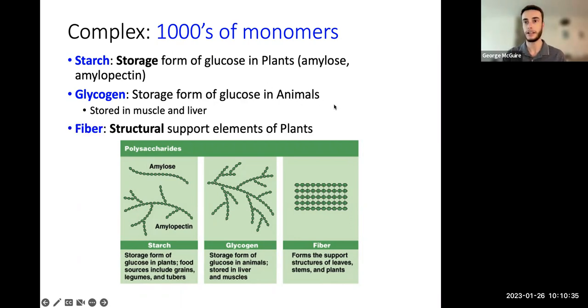And then fiber, which is making up the structural elements of plants. This is much more compact. Our bodies have a really hard time digesting fiber. So really the only fiber that's being digested from what we eat is being digested by the bacteria in our large intestine.